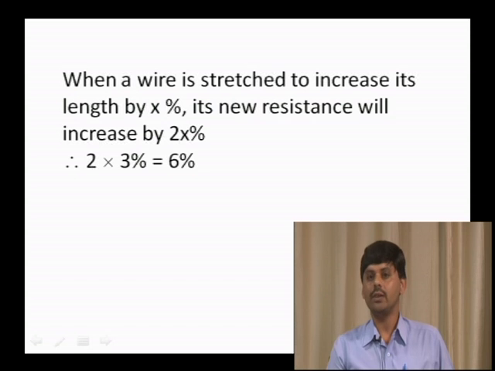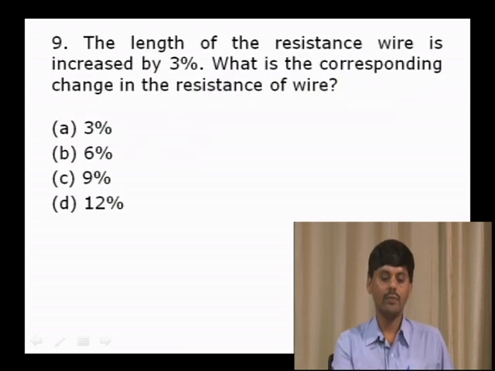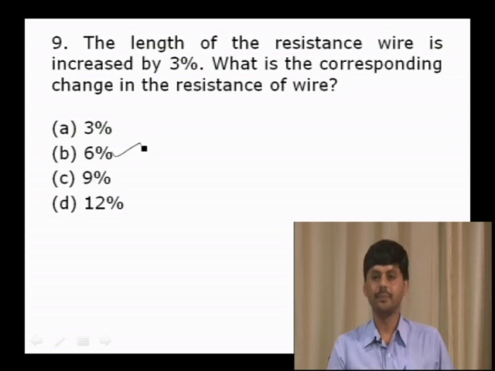That is, when a wire is stretched to increase its length by x%, its new resistance will increase by 2x%. Therefore, 2 into the original 3%, 2 into 3 is equal to 6%. Therefore, the correct option for this is B.